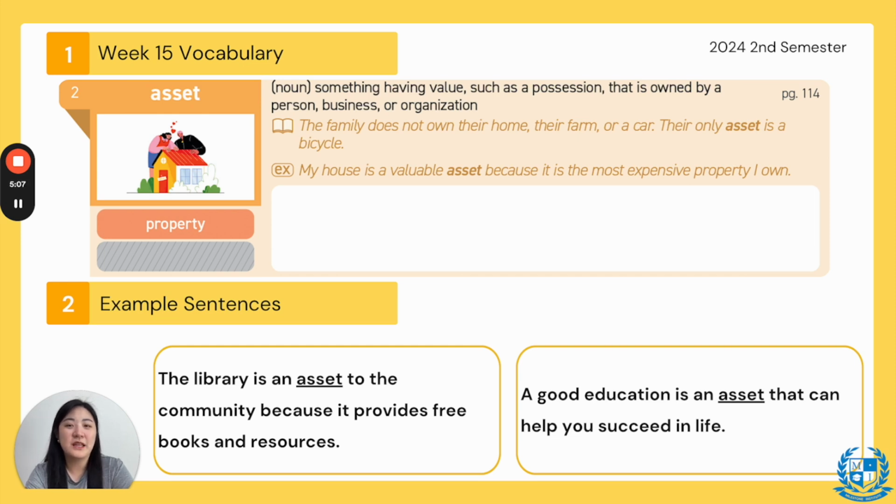Yes, usually people's assets will be their house or their car, and mostly those are the most expensive, but maybe they have something else also. Let's look here. It says the library is an asset to the community because it provides free books and resources, meaning it's so valuable, something that people have as the library because they can go in and out and it has a lot of knowledge inside. Next one. It says a good education is an asset that can help you succeed in life. Good. As you continue to learn, whether it's Korean, English, math, science, all of this education is an asset for you when you are going to go to college and when you try to go get a job. Asset.